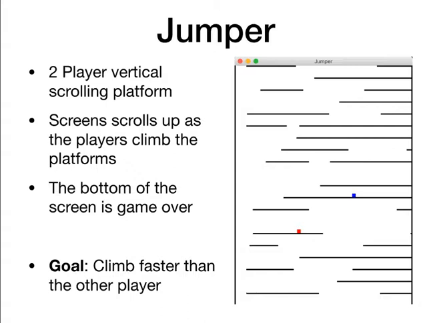It was a 2D, 2-player, vertical scrolling platformer where your goal is to jump up these platforms faster than the other player. And as soon as one player reaches the bottom of the screen, that player game overs, and the other player wins. There's no win state built into the game, so it doesn't say player 2 wins or whatever. You can just keep jumping forever and restart the game if you want to play again. So go climb faster than the other player.